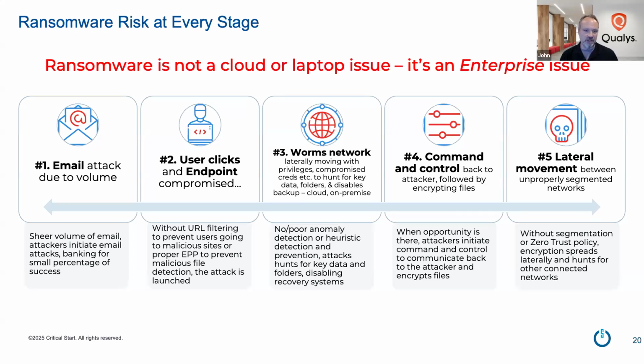And then number five, they still have that lateral movement between improperly segmented networks. So this allows them to hunt for and connect to other networks that are available. And that's why you can't just focus on preventing ransomware on an endpoint like a laptop or an asset like a production server. You have to have an enterprise approach to preventing ransomware attacks.